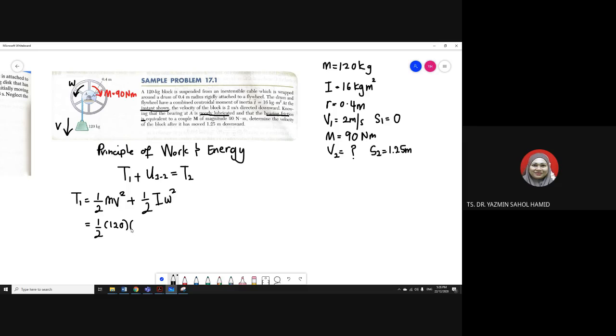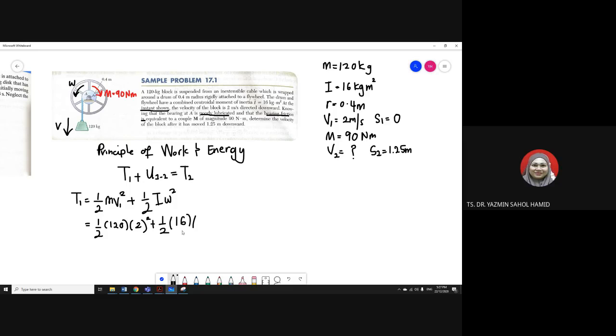What is the velocity of the block? V1. So this is for V1. So T1 is 1 over 2, V2... yes, V1 is 2 squared plus 1 over 2 I omega squared. What is I? For this question, I is given already, so you don't have to calculate it, which is 16. Multiply by omega. Do you have omega?